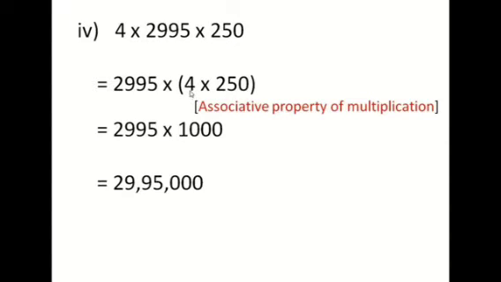If you multiply 4 and 250, you will get the product as 1000. It will be multiplied with 2995. So the final product you will get is 2995 along with 3 zeros. Here the property you have used is the associative property of multiplication.